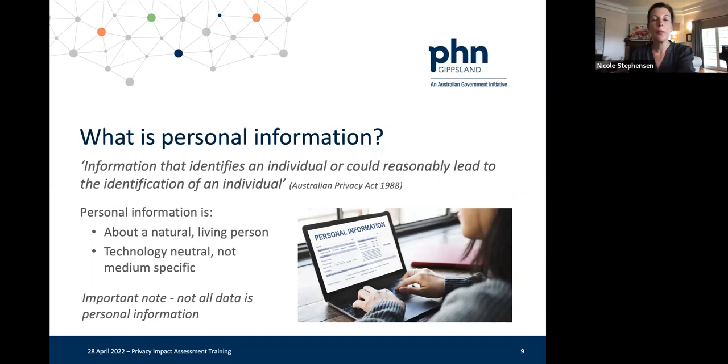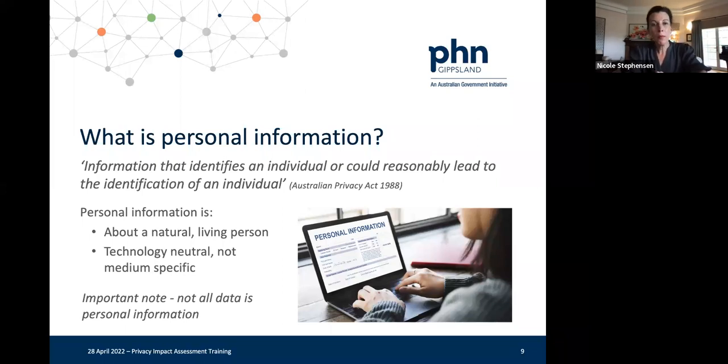But probably more important than the discussion about value proposition, or what's in it for the PHN, is understanding what personal information is, right? We're going to talk about this topic a lot today. And unless we really know what we're talking about, it's kind of hard to go further with privacy risk assessment. So personal information can be defined as follows. It's information that identifies an individual, that's a living person, or could reasonably lead to the identification of an individual. Personal information is about a natural living person.